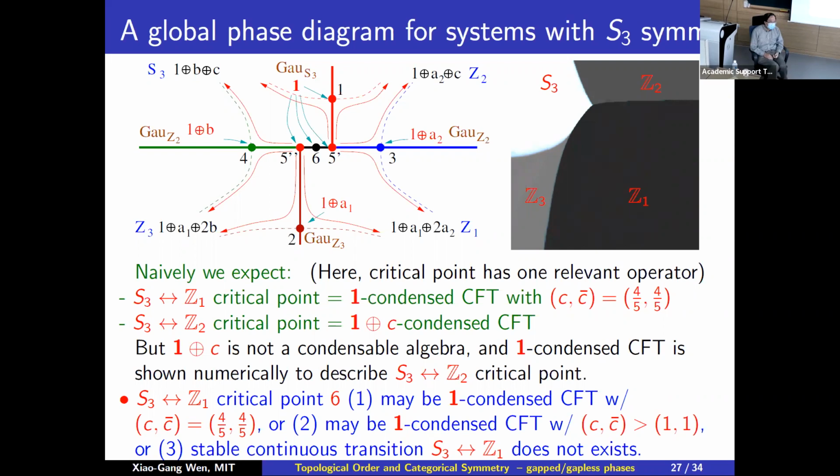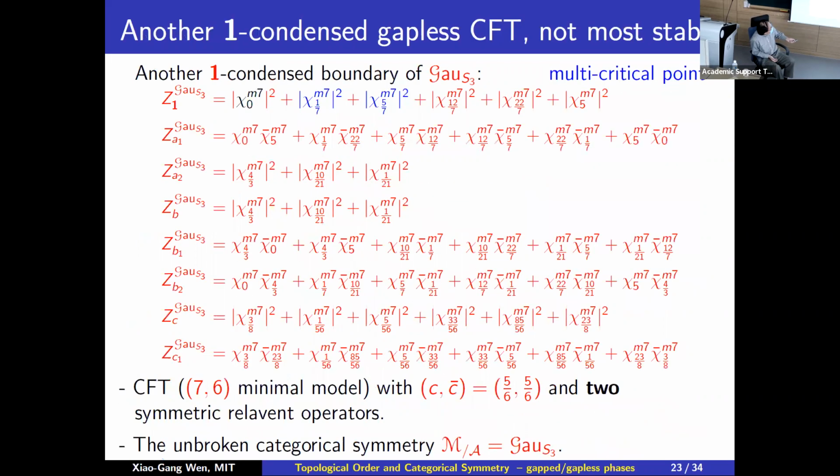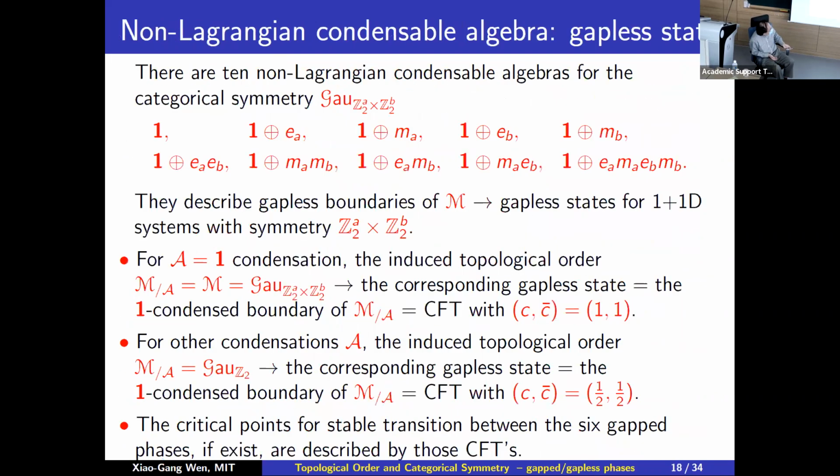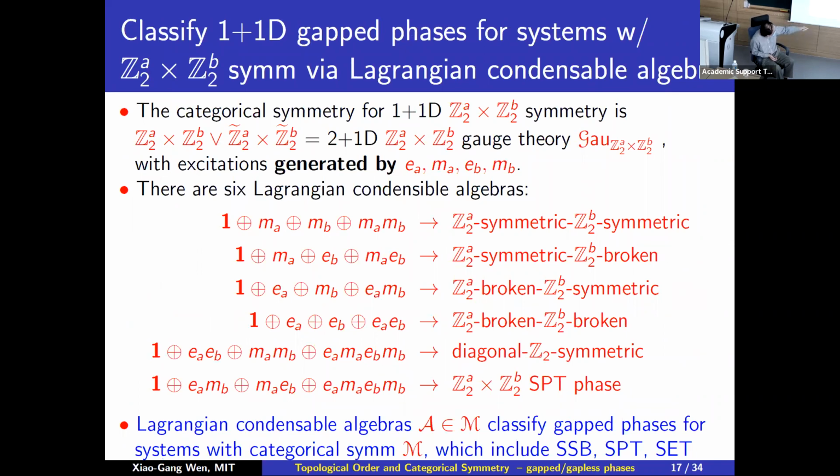More questions? Can you give me just one or two examples which are gapped, but nevertheless non-trivial? So the first four condensable algebras correspond to gapped phases. They're a little trivial because they're all symmetry breaking. And the non-trivial example is this one. They are gapped, but do not break any symmetry, corresponding to an SPT state.